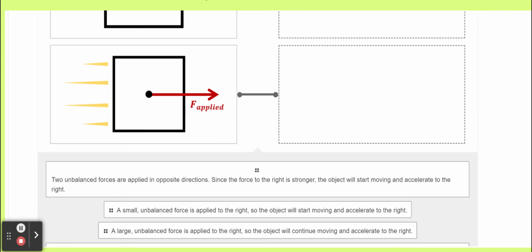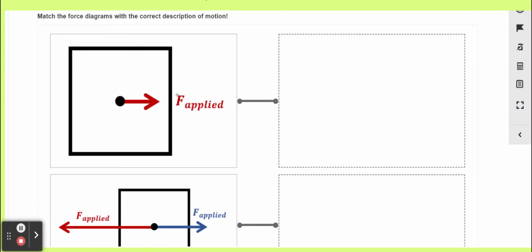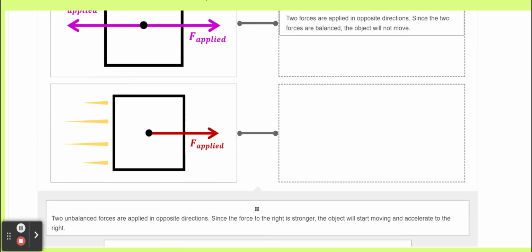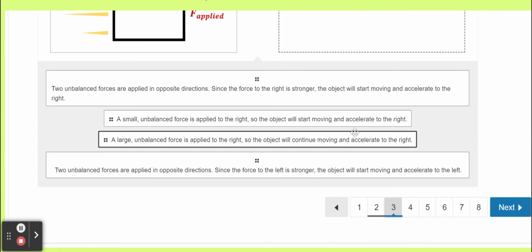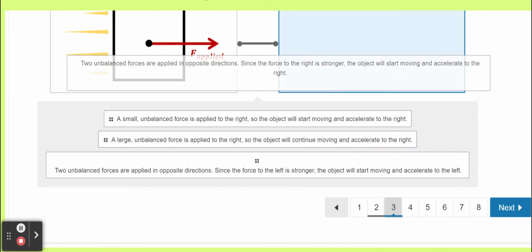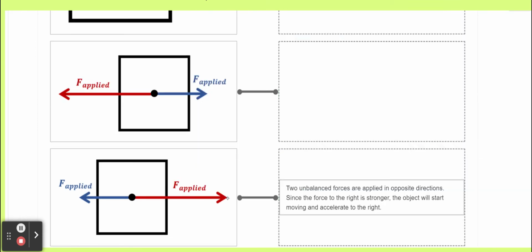Two unbalanced forces are applied in opposite directions. Okay, so it can't be this bottom option because we just have one force there. If I remember right, this top option only has one force applied too, so it can't be either of those. It's going to be either this one or this one. The force to the right is stronger, so the object's going to start moving and accelerate to the right. Okay, so it's going to be this one right here, where we have a stronger force to the right. The box isn't moving yet, but it is going to start moving in the direction of that stronger force. It's going to go to the right.